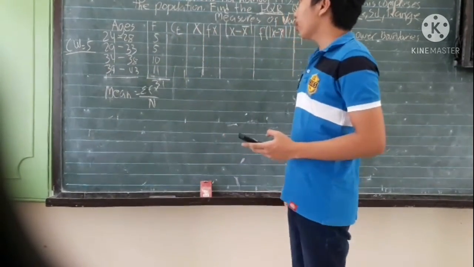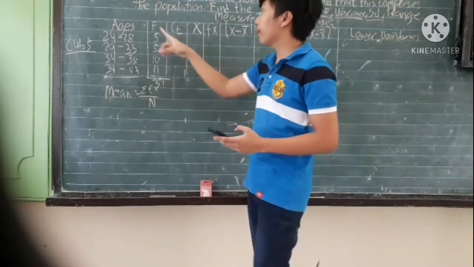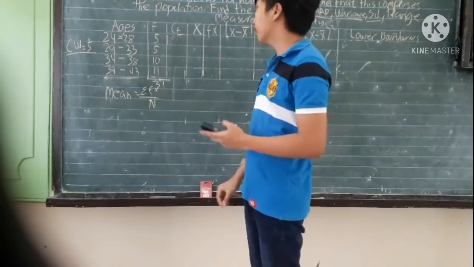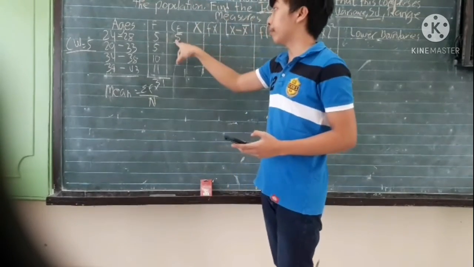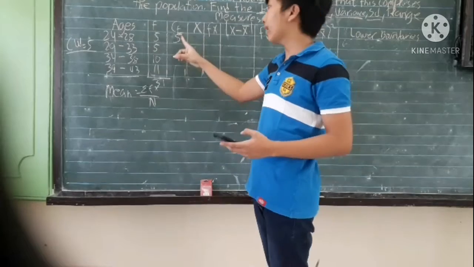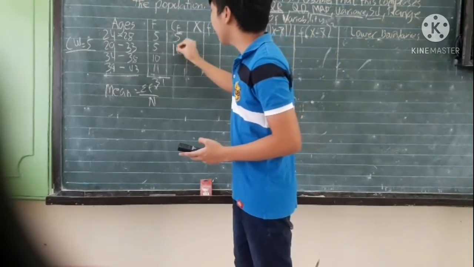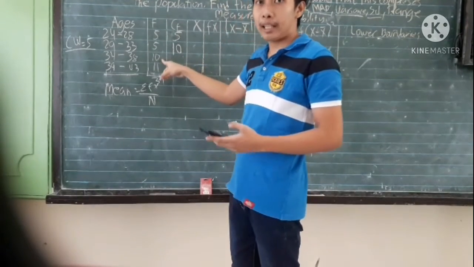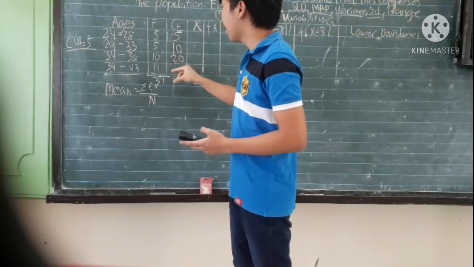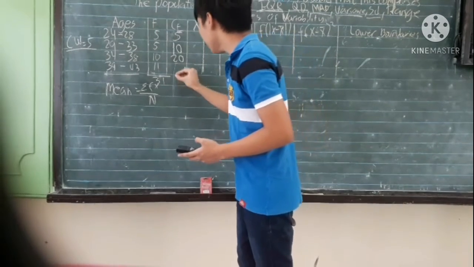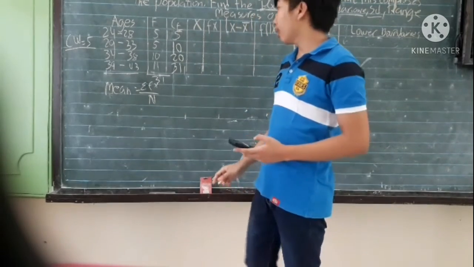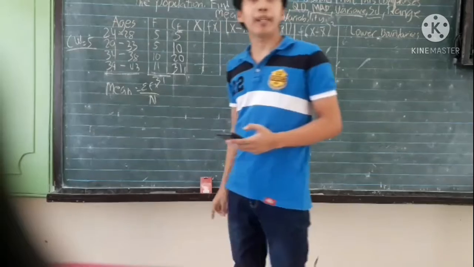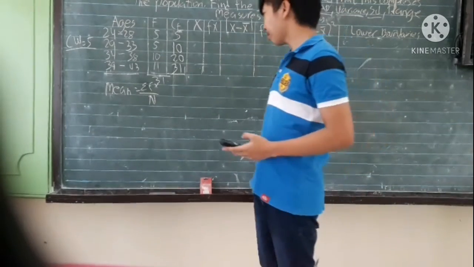Then we need to find the cumulative frequency of this value. First, we rewrite the first term, and then this first term will be added into the second term. 10, and then add another term, 20, and then plus 11, 31. Remember this, that the cumulative frequency always equals the number of observations in the end.